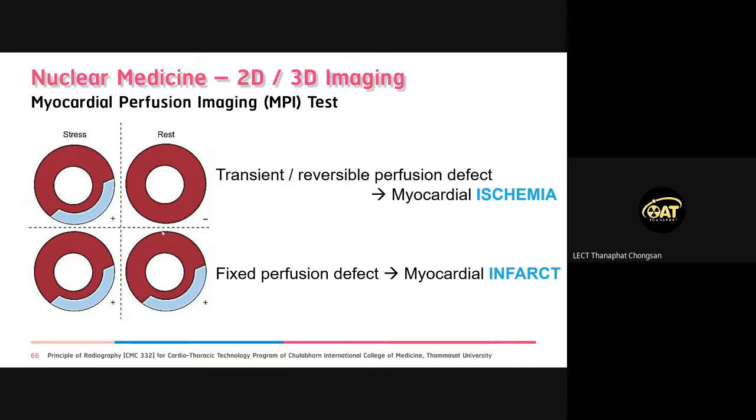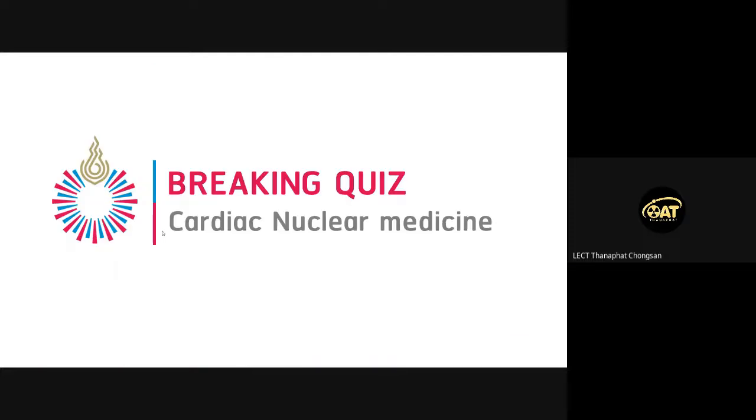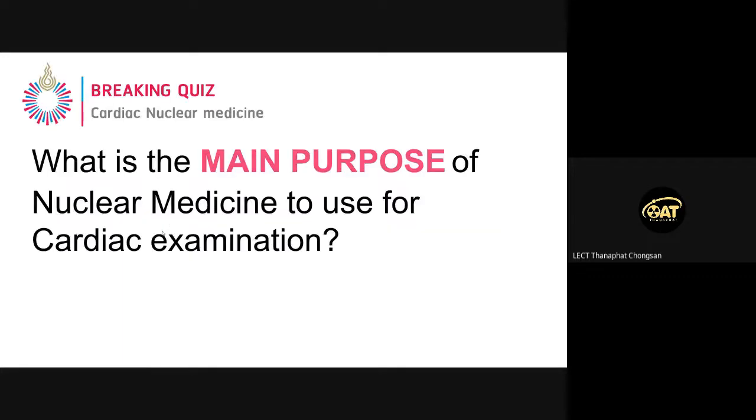On the other hand, if there is a blue area in both the stress and rest states, it is myocardial infarction, which in Thai means heart muscle death. Okay, this is the final quiz. What is the main purpose of nuclear medicine for cardiac examination?